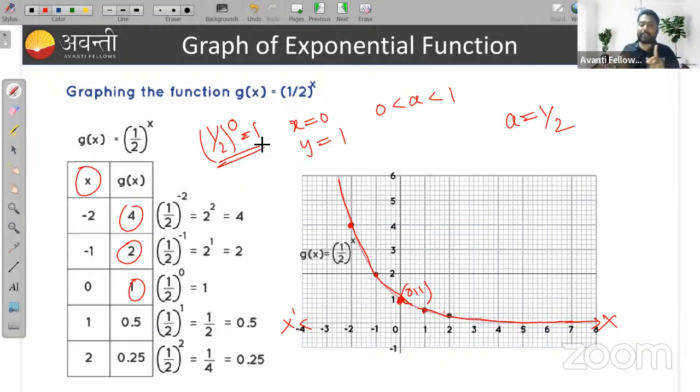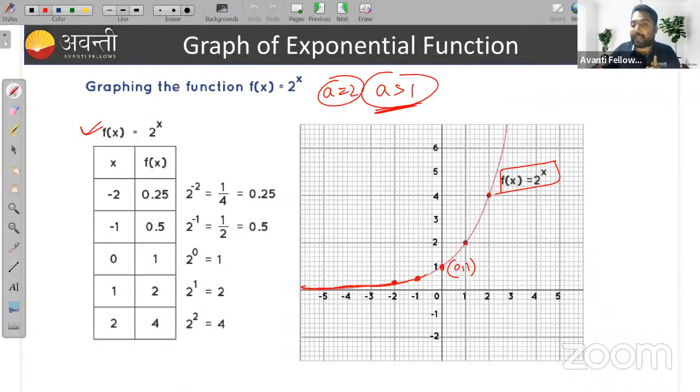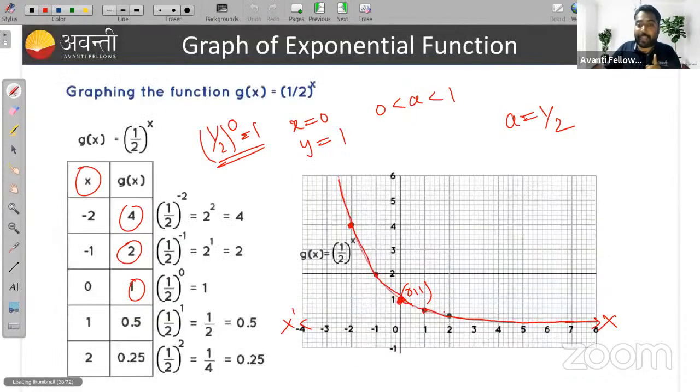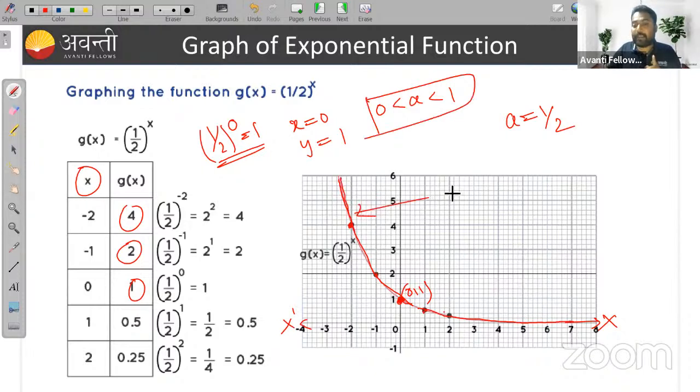So what is the difference? When the base is greater than 1, it is an increasing graph. But when the base is lying between 0 and 1, it is a decreasing graph. Remember, this is the difference. And what is the similarity? All the graphs of exponential functions will be intersecting the y-axis at the point (0, 1). Right? Clear?